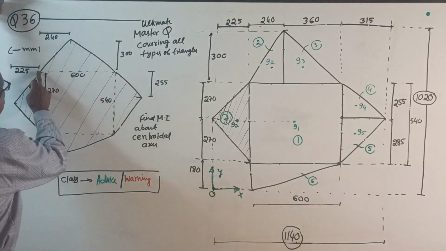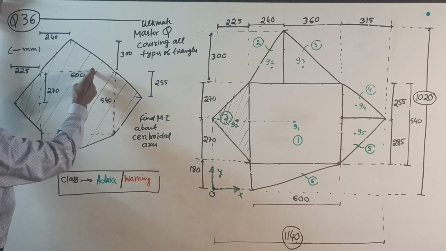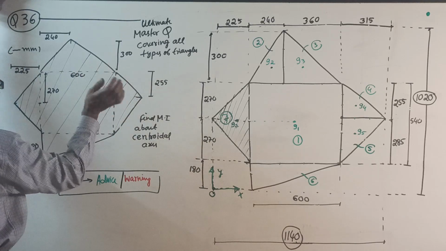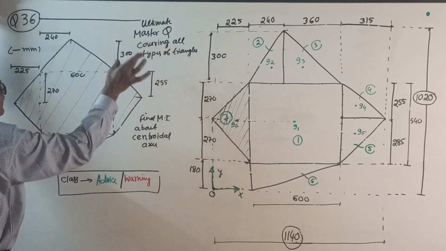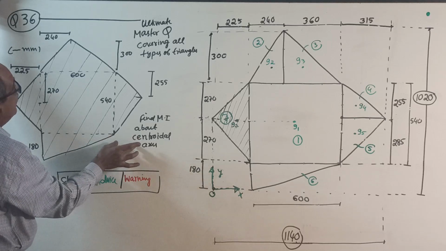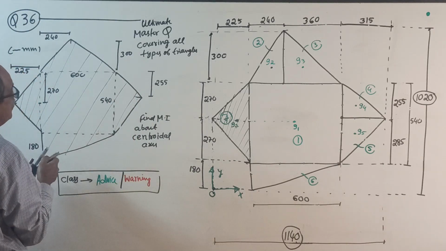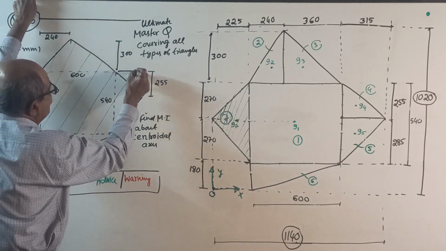See, 600 is this dimension. See, the dotted line is there. 600, 540. This height is 300. This height I have not given here, I will give it. It is 315. It is given in the question, I forgot to give it. Okay, this is 315.